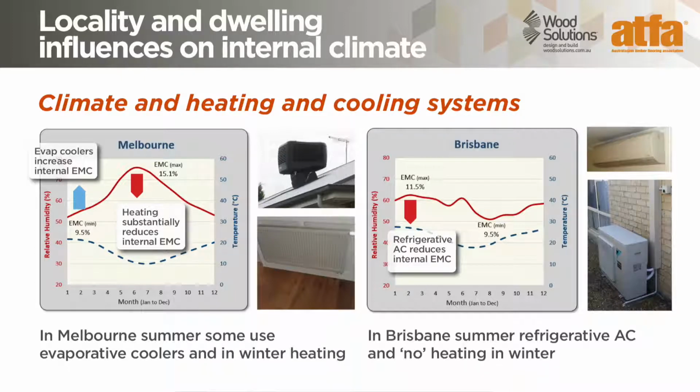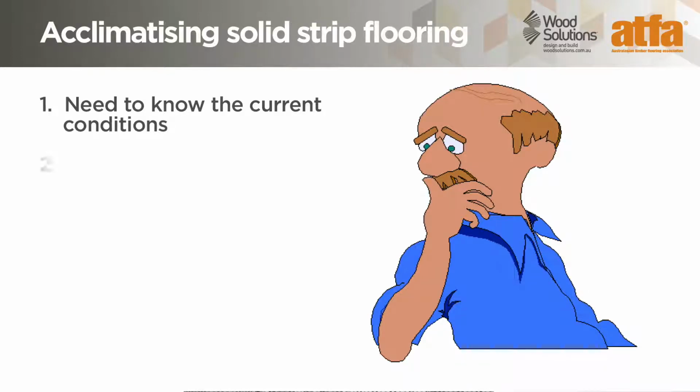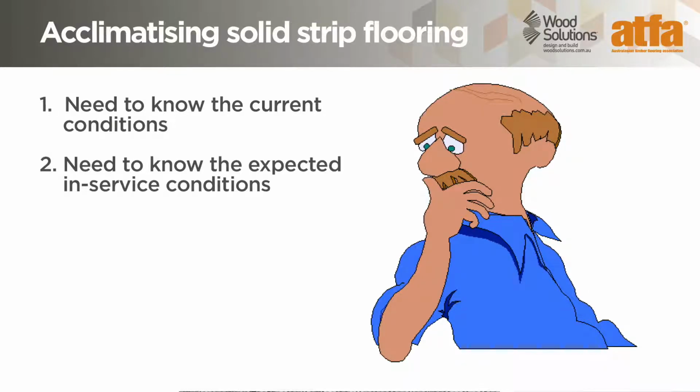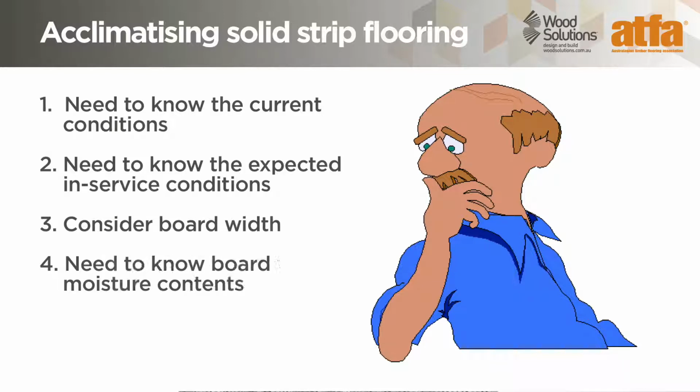However, excessive use of heating and cooling systems can have a detrimental effect on floors in all areas. When considering the process of acclimatising solid strip timber flooring, you need to: 1. Know the current conditions. 2. Know the expected in-service conditions. 3. Consider the board width. And 4. Know the board moisture contents.